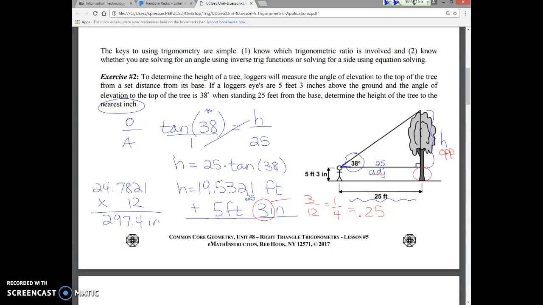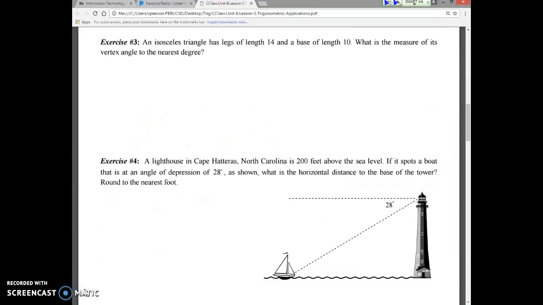297.4 inches, and it says to the nearest inch, so 297 inches. Exercise 3 talks about an isosceles triangle. Again, you want to draw the isosceles triangle and show it's isosceles. It's always really important to do that. Your isosceles triangle doesn't have to look the same as mine, but that's what I usually use. It says it has legs of 14 and a base of 10. And the question says, find the measure of the vertex angle.